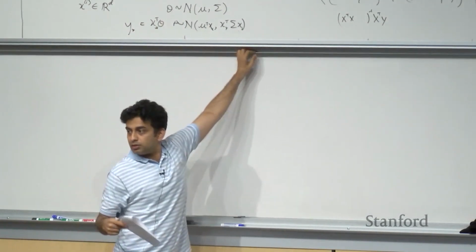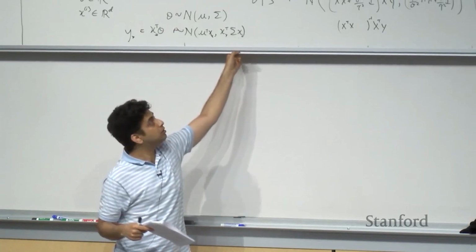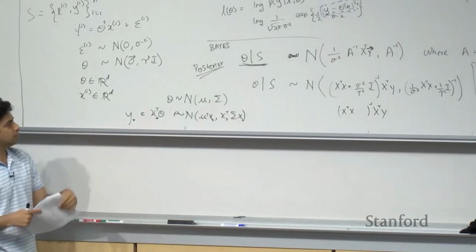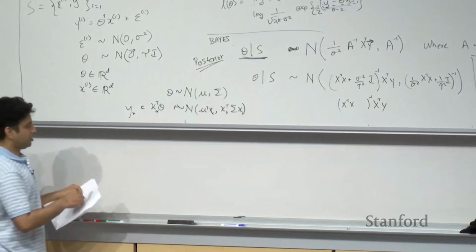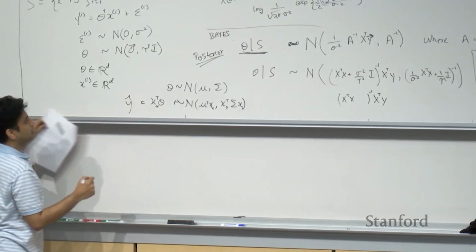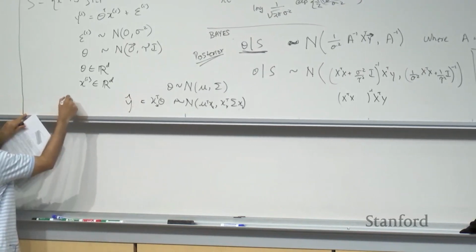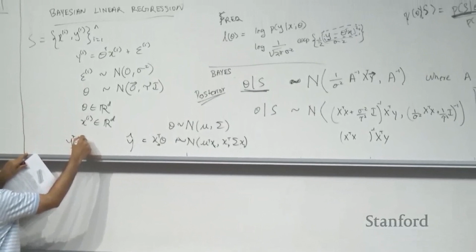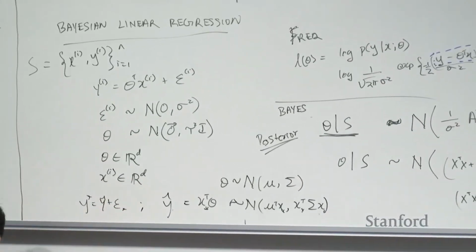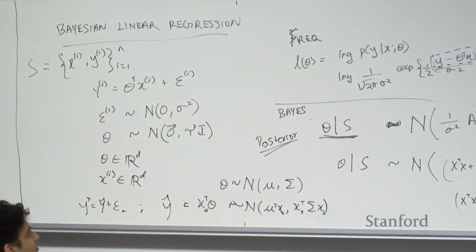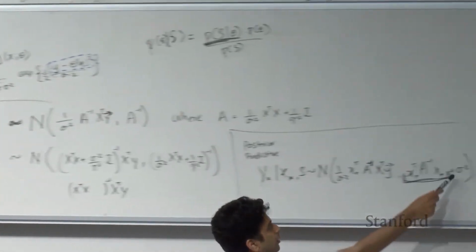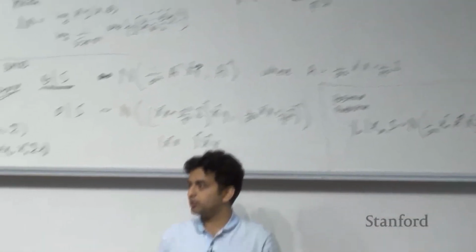Yes, question? So when we said y star is equal to x star transpose theta, should we add an extra term for the noise? Sure. So this would be the mean, and y star equals y hat plus epsilon star. Yeah, good point. This extra epsilon accounts for this extra plus sigma squared. Thank you.